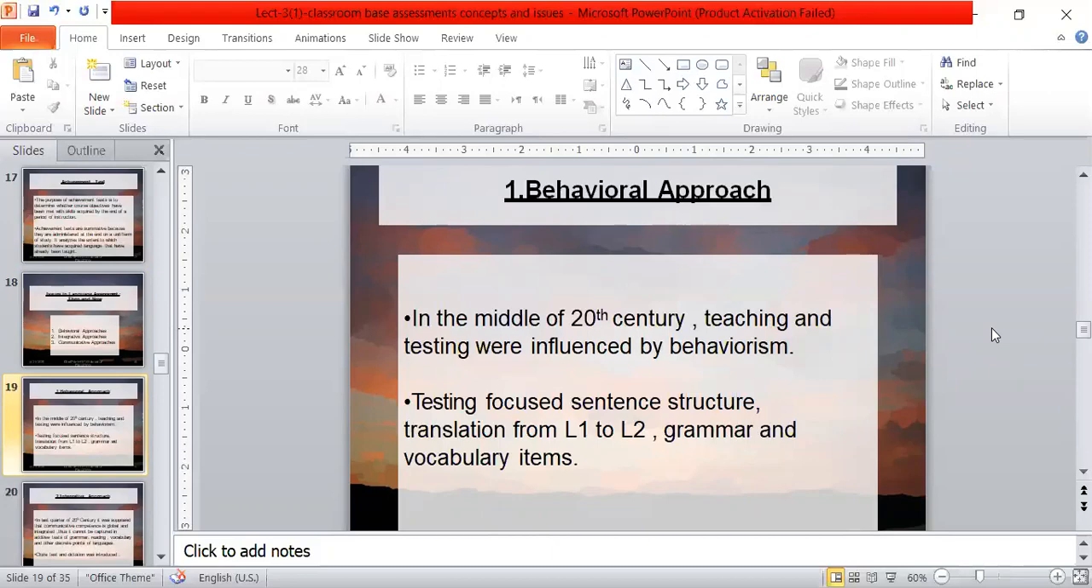Accordingly, testing focused on sentence structure, translation from language one to the second language, and grammar and vocabulary items, which had the influence of behavior.